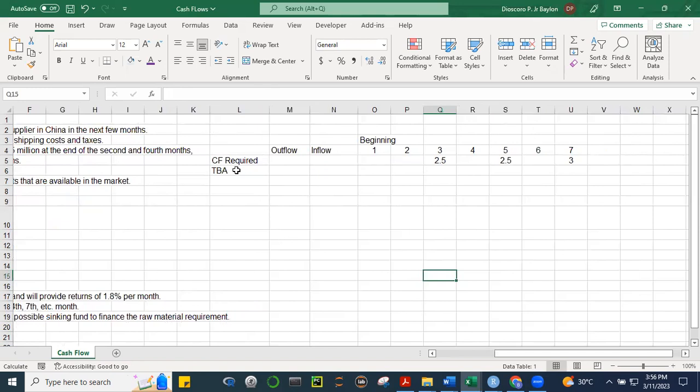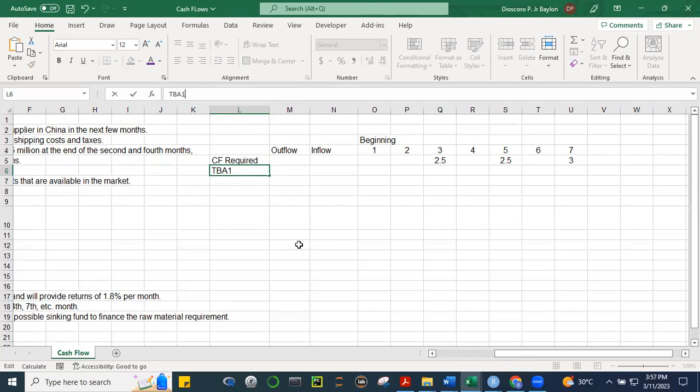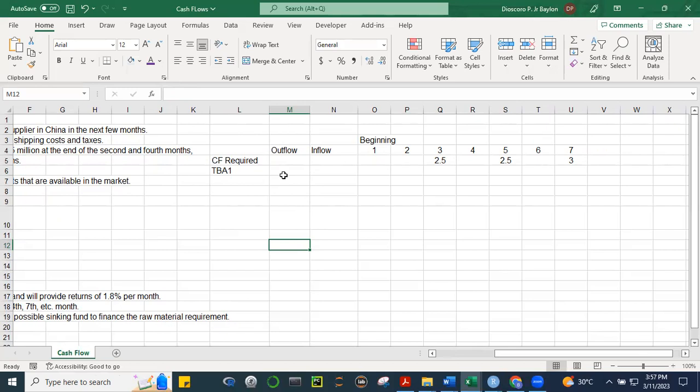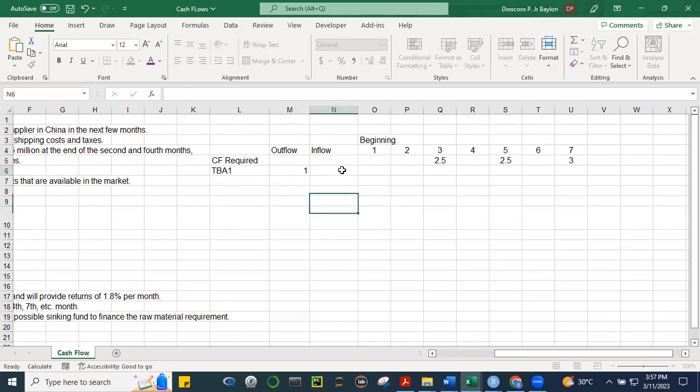Okay, for TBA, let's call this TBA 1. Which means that we're going to invest this, we're going to put this outflow in the instrument. When, class? What month? Beginning of month 1, right? And when will it become an inflow? At the end of the month, or beginning of month. Correct. Beginning of month 2, right?